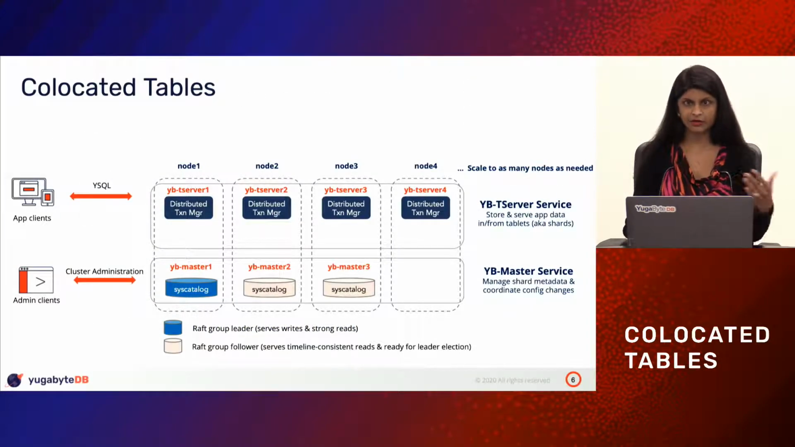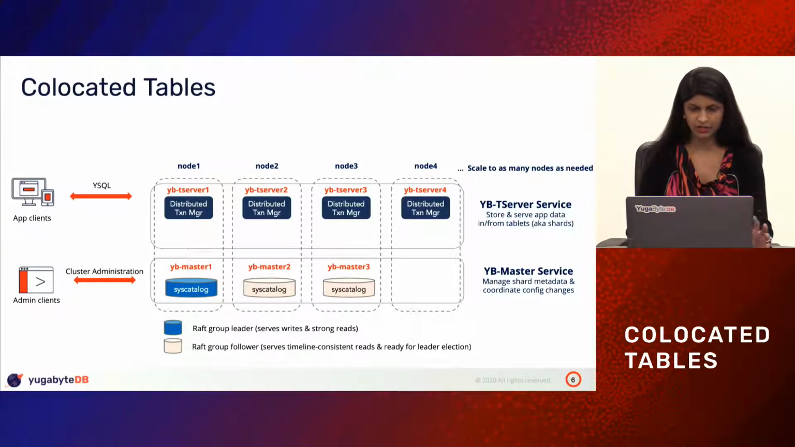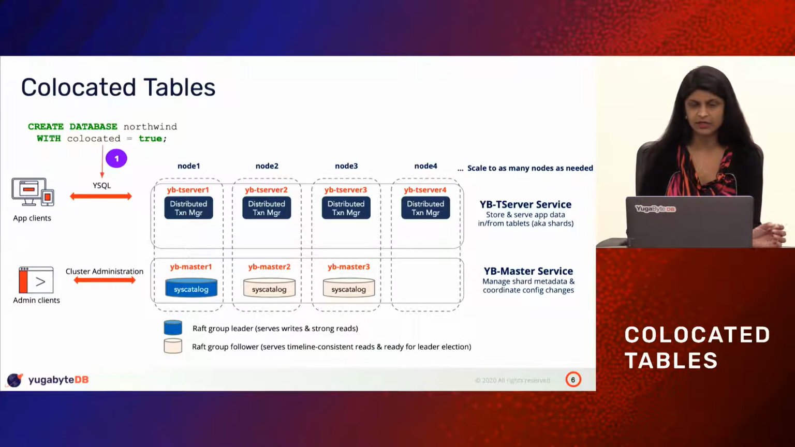So let's look at how co-located tables work in practice. So here we have a 4-node Yugabyte cluster. You have your client apps which are using YSQL to connect to the cluster. Now, the first thing that you will do is you'll run a create database command which says that co-located is equal to true. So you're saying that you want to co-locate all the tables that are part of this database.